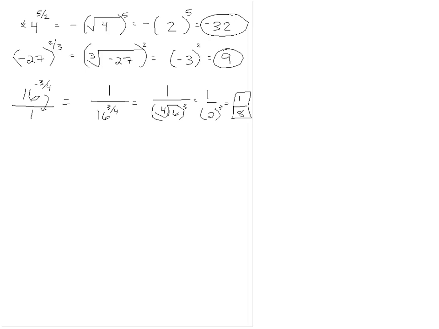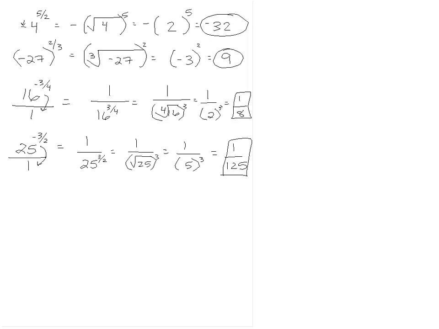Let's try another one like that. What if I had 25 to the -3/2? Right now it's there, so it becomes 1 over, because the negative exponent has to go down, 25, and it becomes +3/2, which means it's 1 over the square root of 25 cubed. Now, the square root of 25 is 5, and 5 cubed is 125. So that's your answer. Okay?